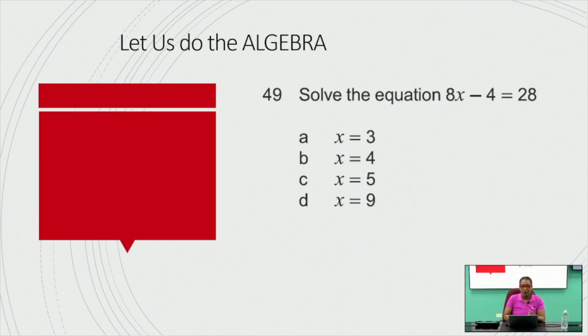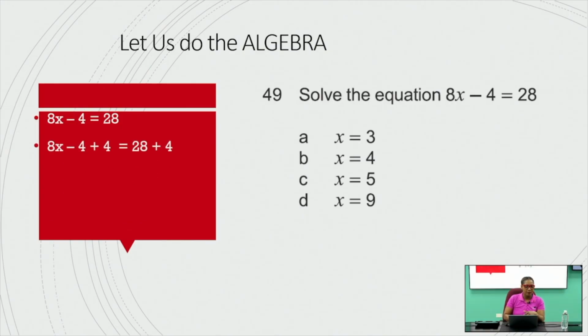49, more algebra. 8x subtract 4 gives us 28. What, when you multiply it by 8 and take away 4 from it, will give us 28? That's what it's really asking us. And we're going to do the very same thing. Undo everything until we find x by itself. We took away 4, so we're going to add it back. So that's the first thing we're going to do.